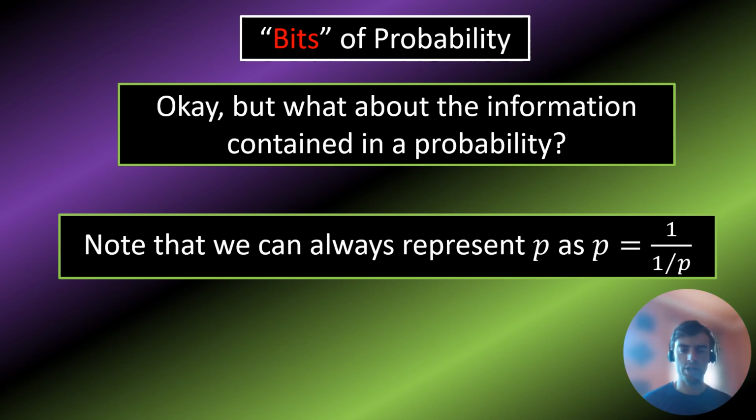All right, but how much information does it take to encode a probability? Like, how much information does it take to encode 1 out of 64, or 0.35 as a probability? To answer this question, note that we could always represent p, the probability, as 1 over p. That's important because 1 over p, the denominator, is going to be important for calculating how many things we have to encode in order to represent this probability, which leads to how many bits we need to represent this probability.